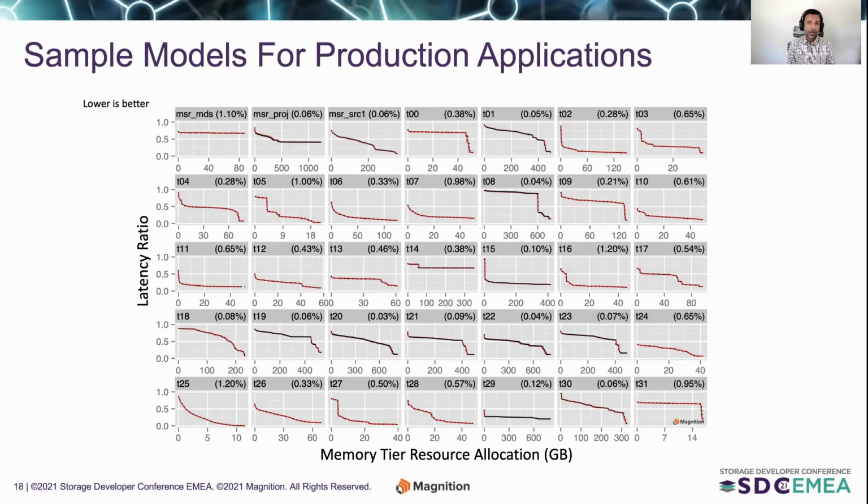Now, here are some sample models for production applications. I'm highlighting T09 here. Again, customer workloads, so the names of the customers and their workload identity have been elided here. And in this case, you'll see 120 gigabytes worth of resources allocated to the highest tier before any performance improvement is seen. So again, just imagine going from 10 to about 130 before seeing any performance improvement. That's a 13x increase in the physical resources.